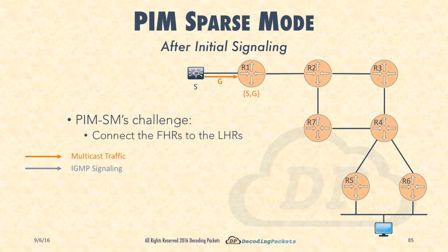Similarly, in the bottom right-hand corner, this receiver is going to signal via IGMP to the two last hop routers. R5 and R6 both happen to be on the same subnet. They are both receiving the same multicast stream, which is just a link-local multicast stream on IGMP. They both receive it and they both process it.